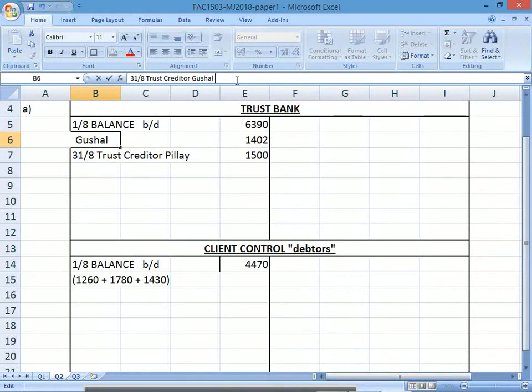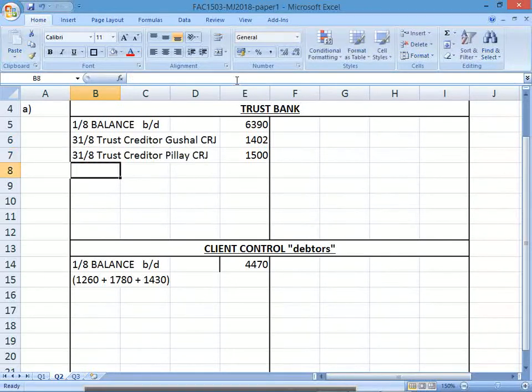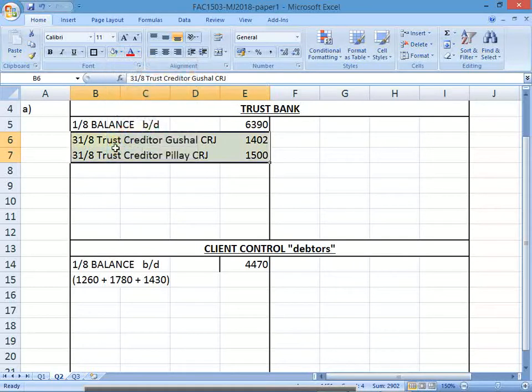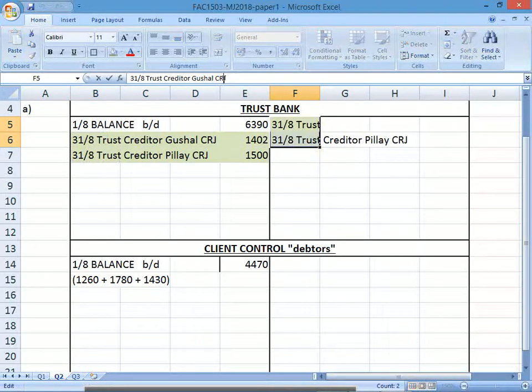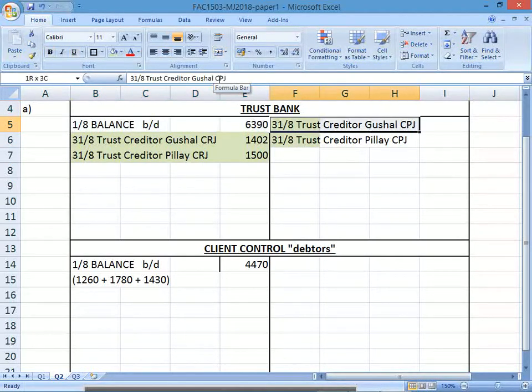Maybe just put in the CRJ here and the CPJ there, just so you guys can see the different journals. This is coming from the receipts journal. Let's put that in green. Then we're going to copy paste this. It'll be the payments journal, not the receipts journal. And that'll be a payment out of their money.